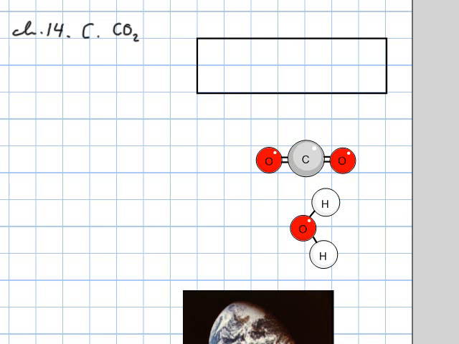There's a problem on CO2, and it says if the translational root mean square speed of the water vapor molecules, H2O, in air is 648 meters per second, what is the translational RMS speed of the carbon dioxide molecule, CO2, in the same air? Both gases are at the same temperature.